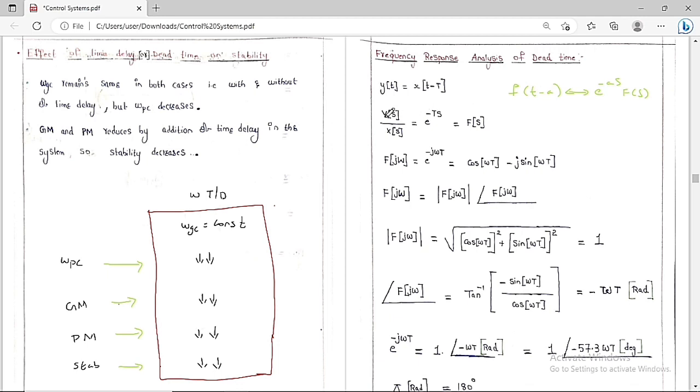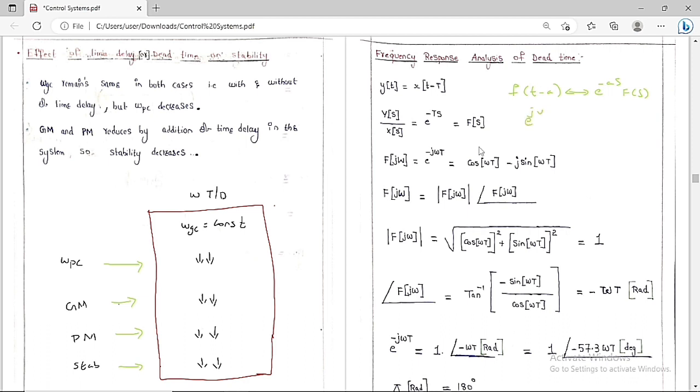So the transfer function is y of s by x of s is equal to e to the power of minus Ts. I am going to represent it by the symbol f of s. So f of s is equal to e to the power of minus Ts. But I want to substitute s is equal to j omega. Therefore we get f of j omega is equal to e to the power of minus j omega T. Now another basic formula, e to the power of j theta.